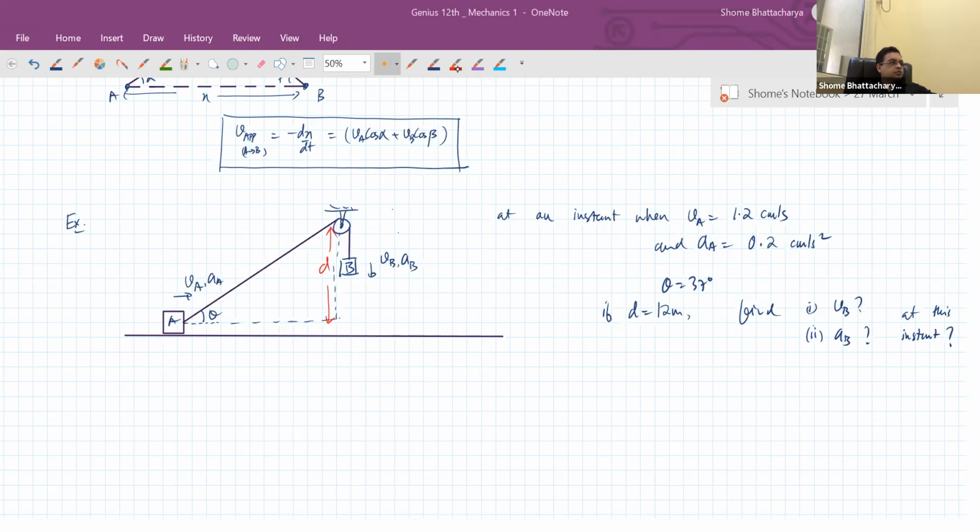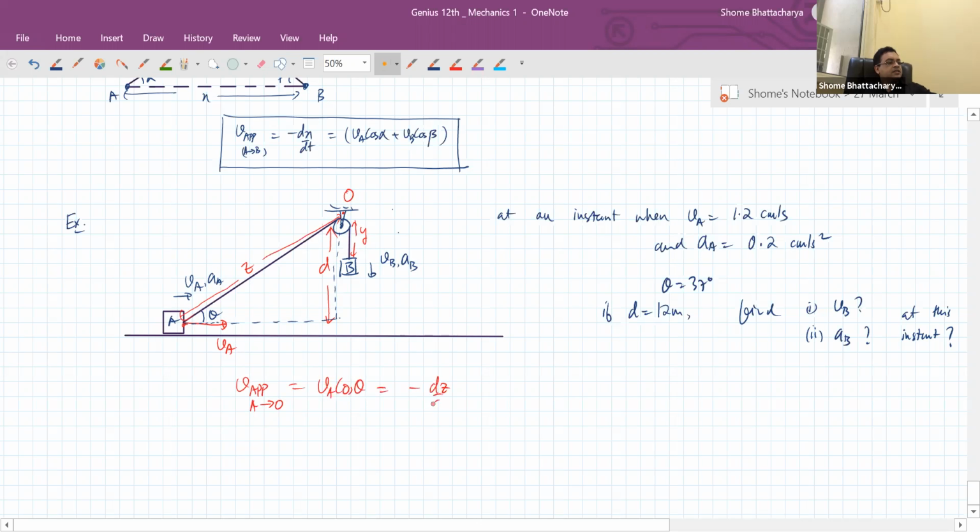So since we are just talking about approach velocity, I will solve this first part by using constraint relation using approach velocity. So if this part of the thread length is z, and this part of the thread length is y. Now you can see that this point where the thread is connected is moving with an instantaneous velocity VA. So if this point where the thread is joined is O, then the instantaneous approach velocity of that point A towards O is VA cos theta, and that is minus dz by dt. Whereas you can see that VB is plus dy by dt.